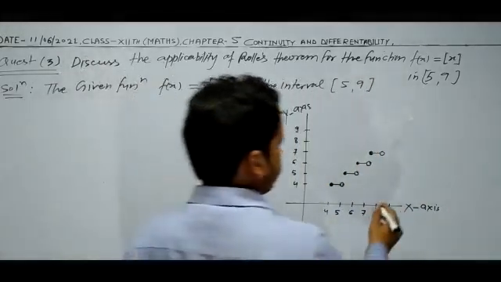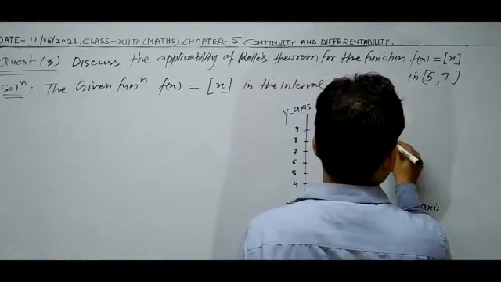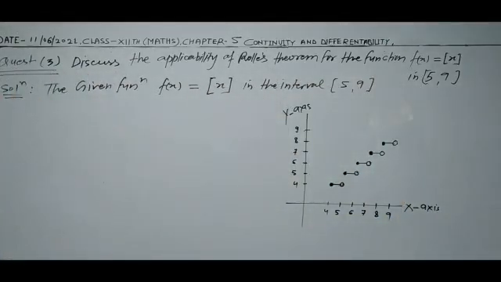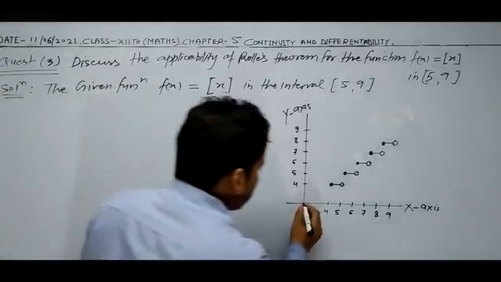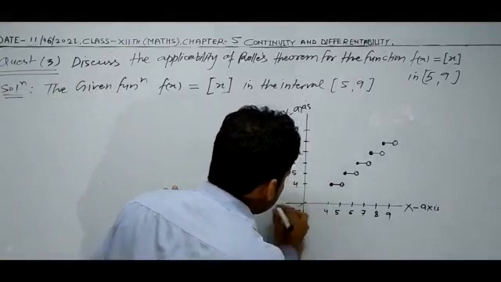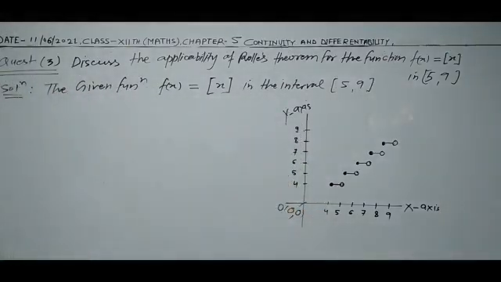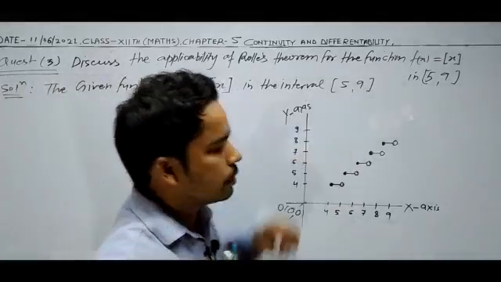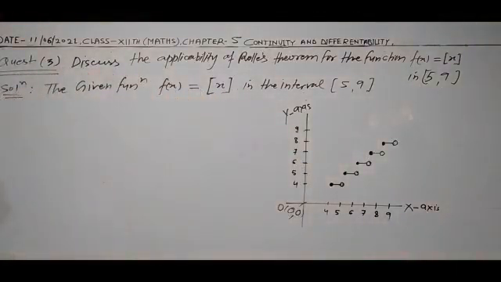And 9 will tend to 8. This is the graph of the greatest integer function from 5 to 9. So from the graph, it is already clear that the function is not continuous. This is a break-up curve. So what can you write?